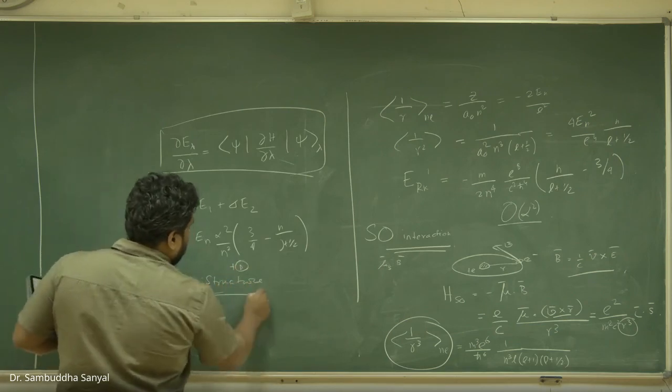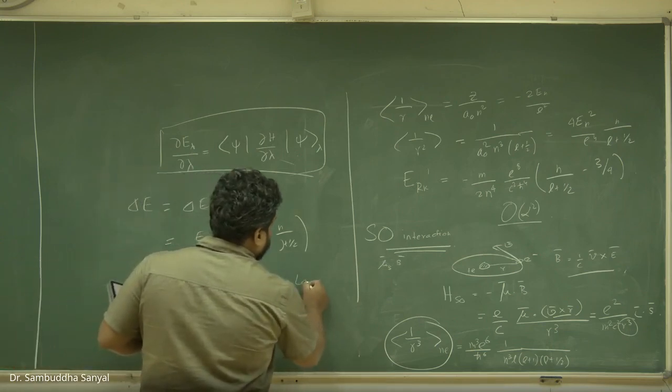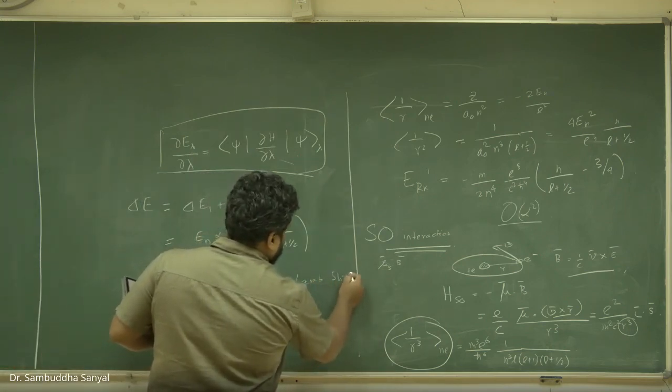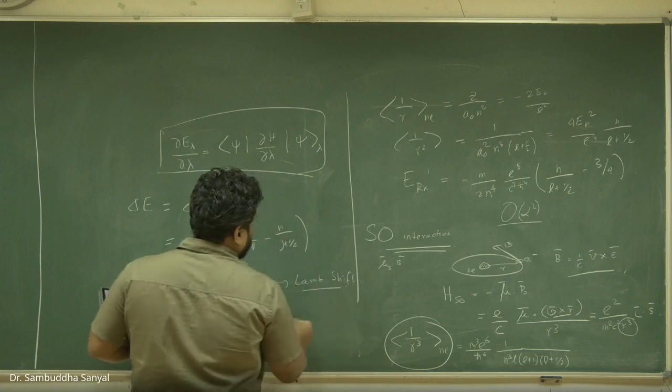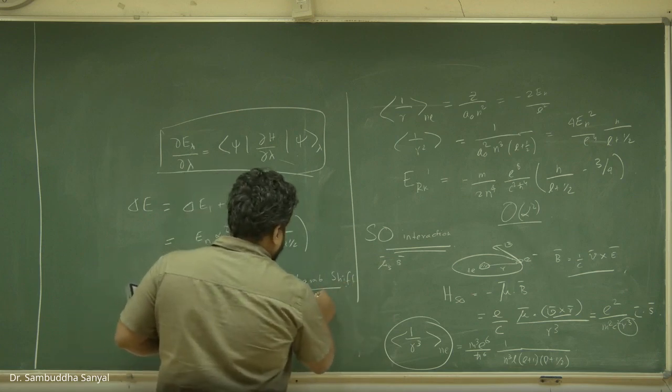But you can add more relativistic corrections. That's called the Lamb shift, etc. That requires QED actually, and then there is what is called hyperfine structure.